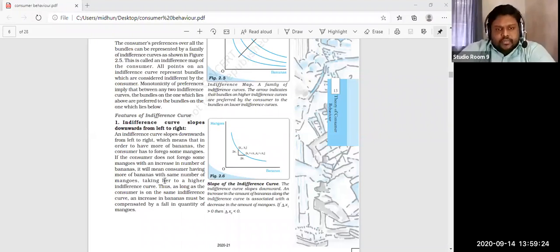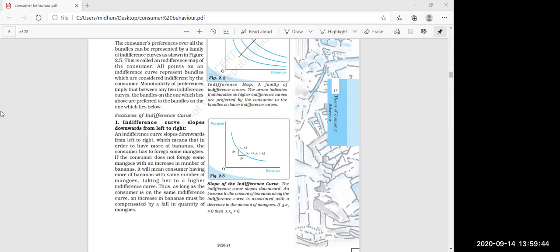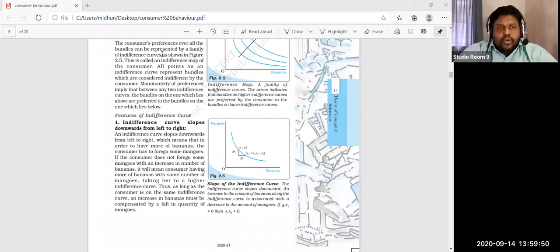Taking the last sentence of the last paragraph here: as long as it is on the same indifference curve, an increase in bananas must be compensated by a fall in the quantity of mangoes. That is the specialty of the indifference curve. If you want to increase the number of bananas, you have to give up some quantity of mangoes. Just keep that in your mind: if you want to increase the quantity of one particular product, the other product's quantity should be reduced.